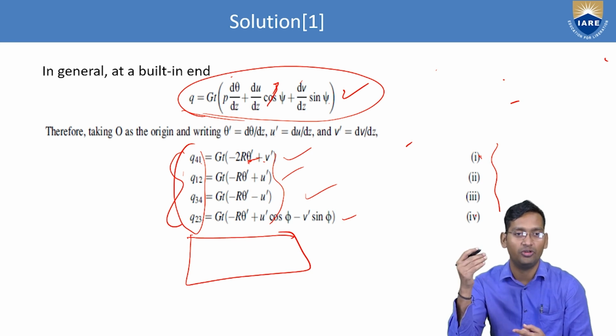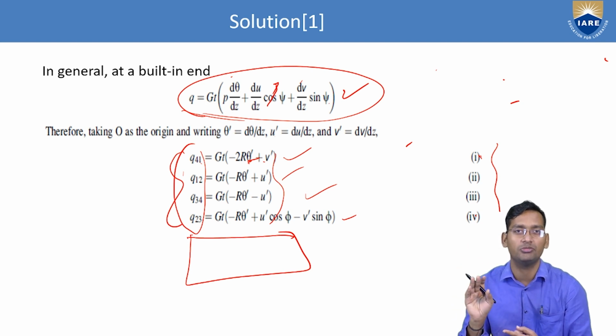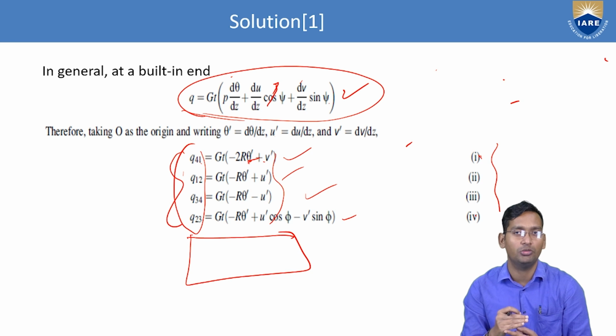Next, what you have to do is take the moment, right? Moment about the origin that you have considered. So here we considered it as point 1, so taking moment about point 1. The next step, vertical equilibrium should be there and horizontal equilibrium should be there. So from there you will get 3 equations.